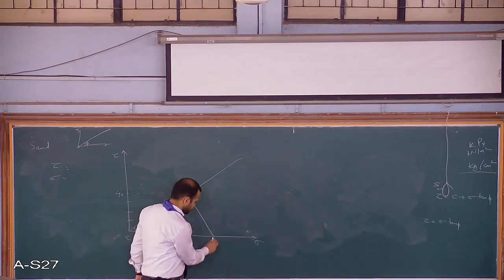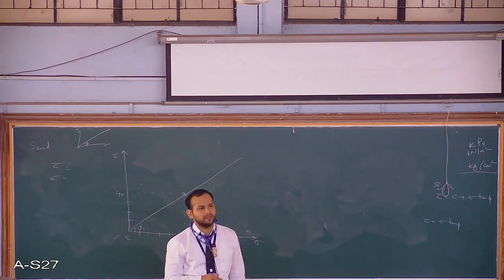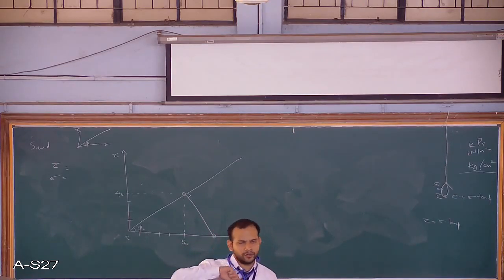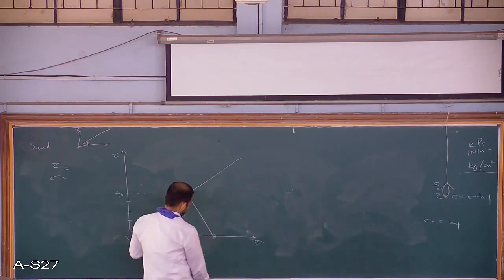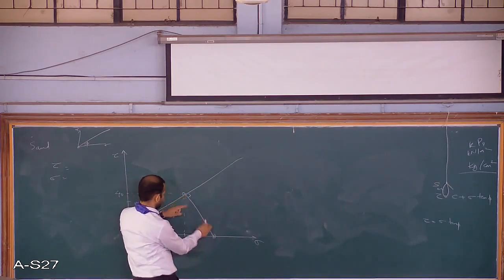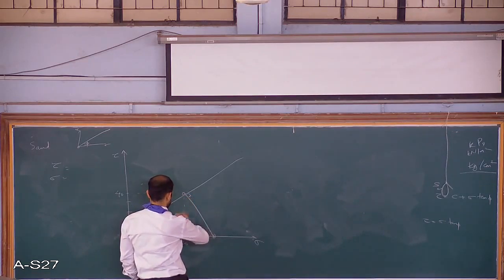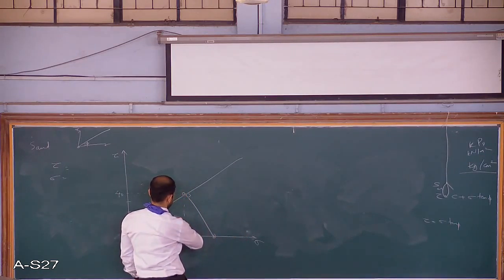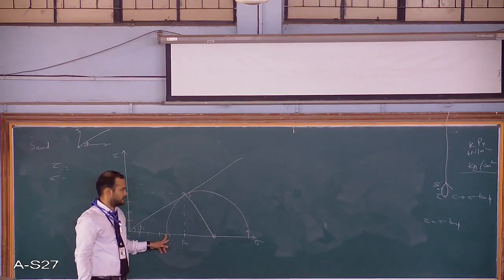So this is the center point of Mohr's circle. Once you know the center, you know the radius, so you can draw a semicircle. Take this as the radius and draw a semicircle. It's not very exact, but you will have a semicircle.